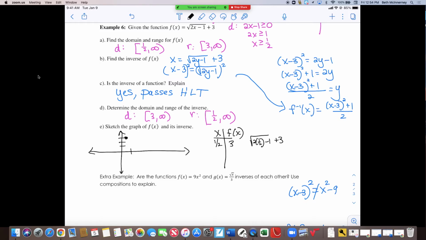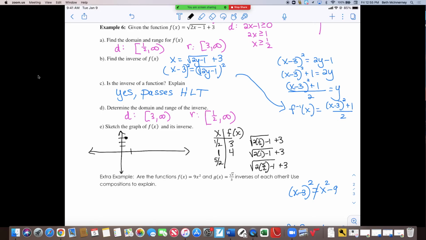What if I try x is 1? 2 minus 1 is 1. The square root of 1 is 1. 1 plus 3 is 4. Now this is kind of tricky. I need a 5 halves here, because the next nice number under a square root is 4. So I kind of did some guess and check here.